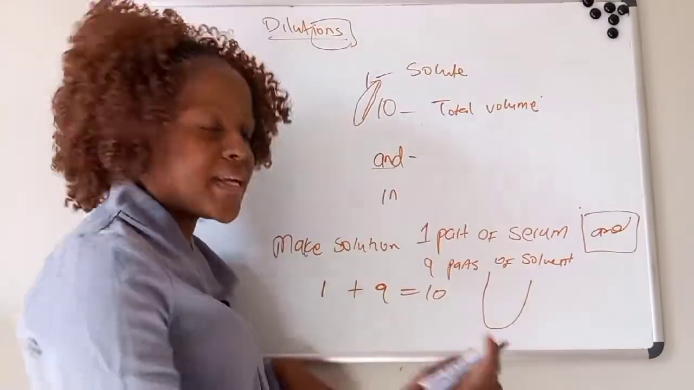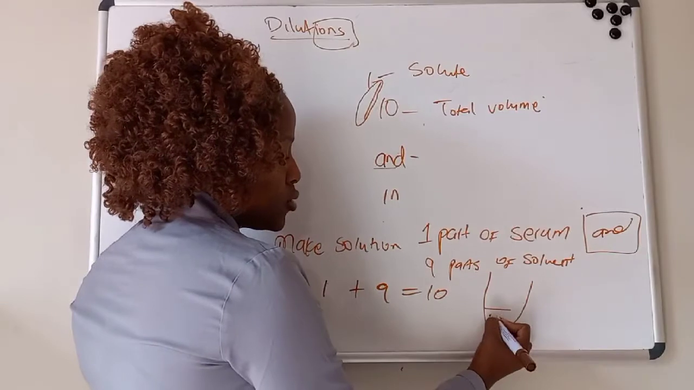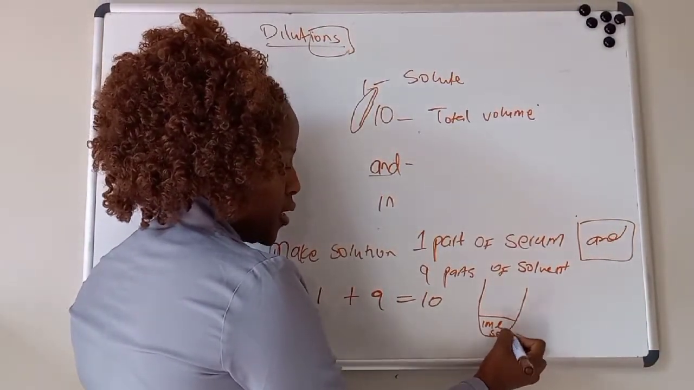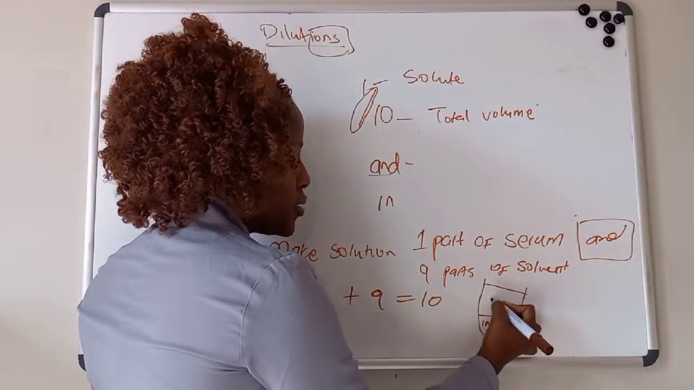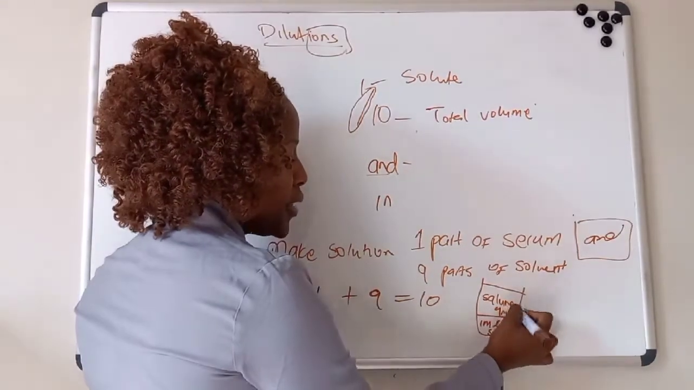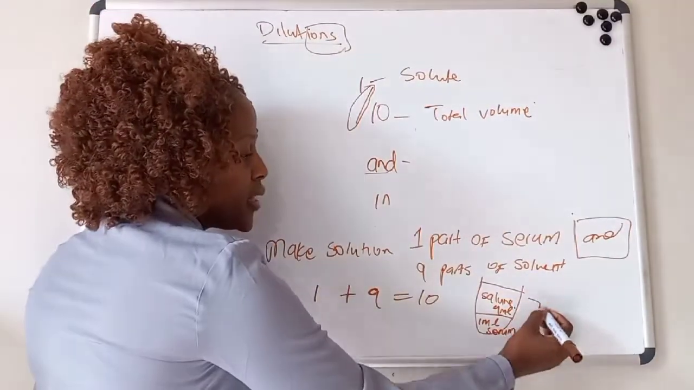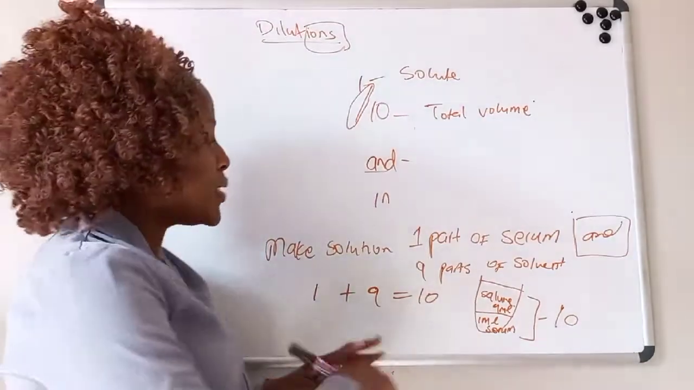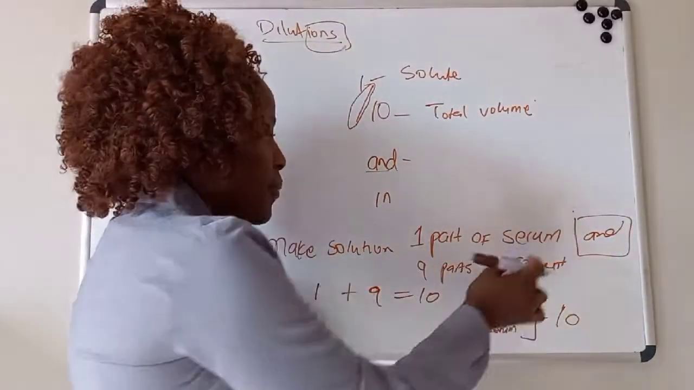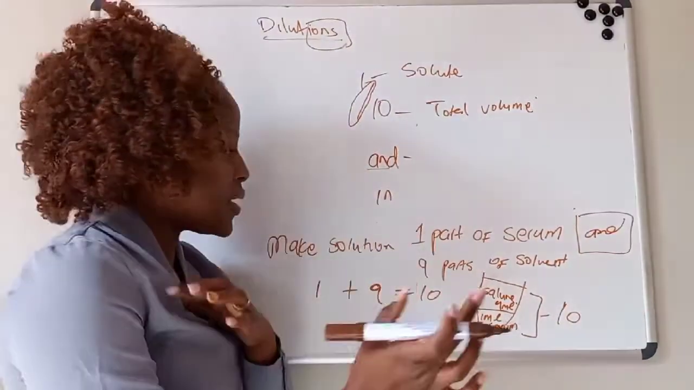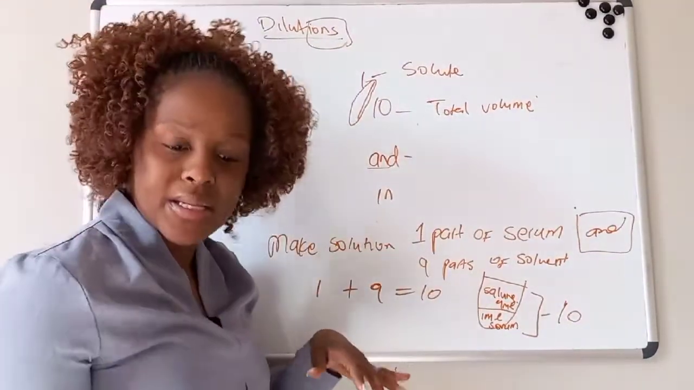If you represent it in a tube, let's say this is 1 ml of your serum, and then this is your saline, which is 9 ml of saline. Together these two give you a total volume of 10. So basically when you add 1 part of serum and 9 parts of solvent in a tube, you are making a 1 in 10 dilution.